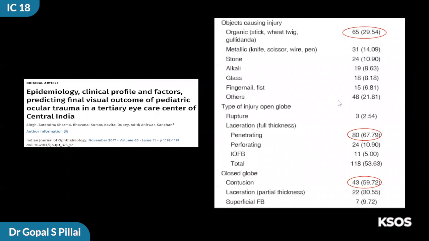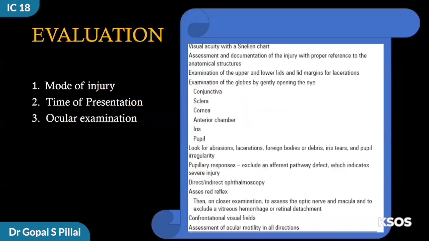This is a large study in which you can see that a large number of injuries were caused by organic matter, about 30% of them. The other causes of injuries could be metals, stones, alkalis, glass, fingernail, etc. Rupture was very uncommon, basically because children's sclera is very thick, and laceration is quite common, with penetration with a sharp object or perforation. Retained intraocular foreign bodies are less common, and closed globe injuries with blunt trauma are also quite likely.